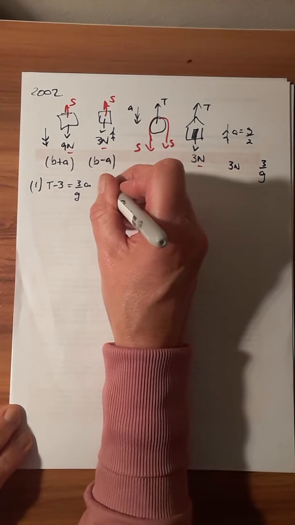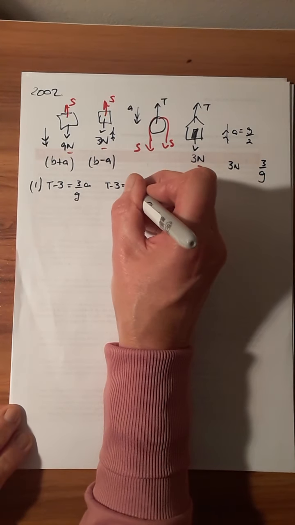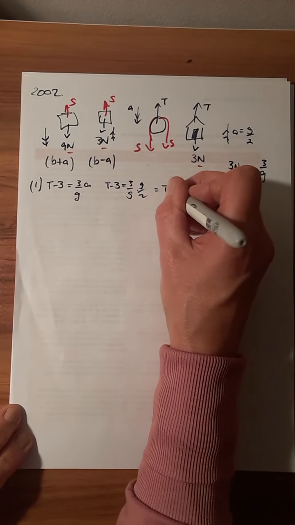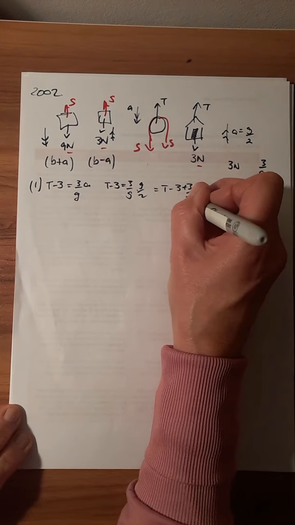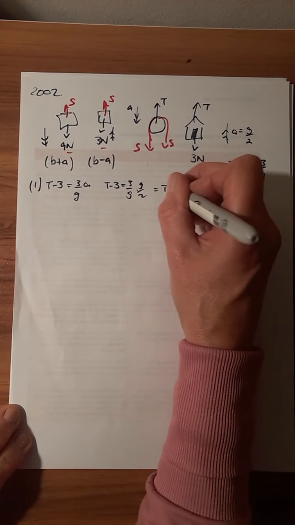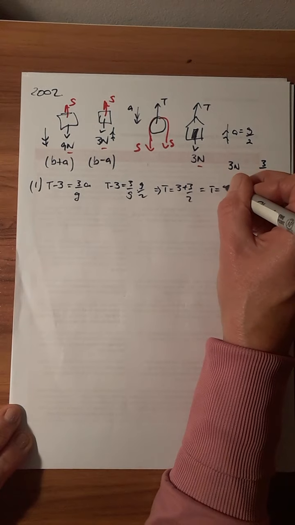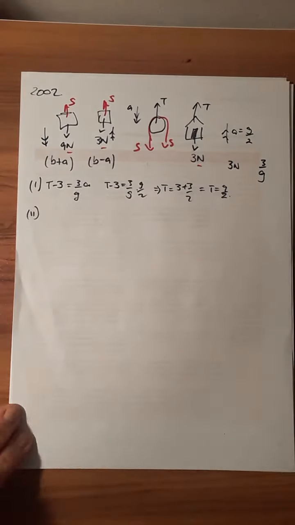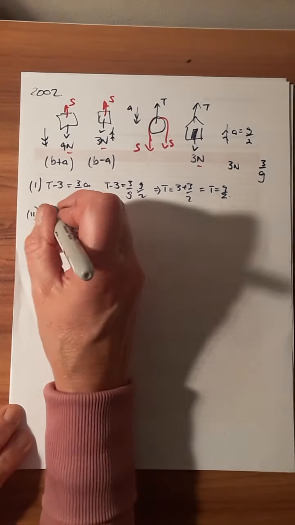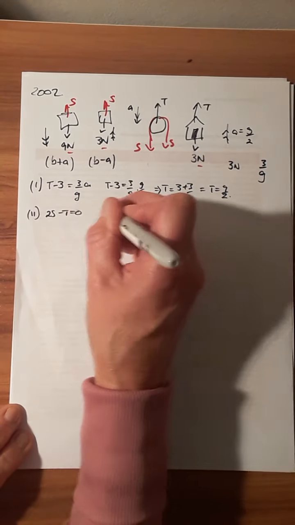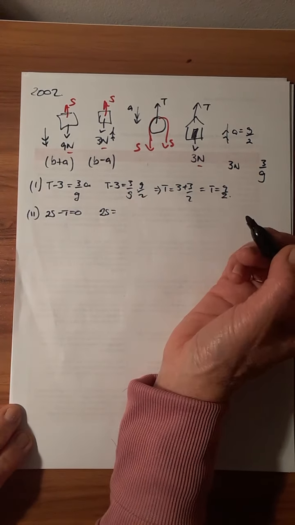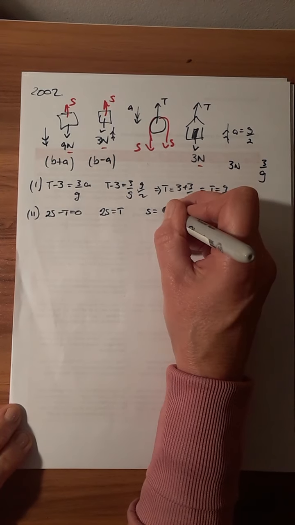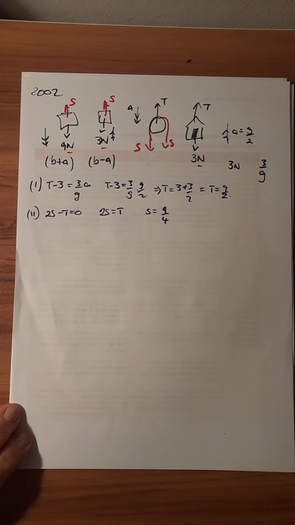So if I just continue this a little bit, T minus 3 equals 3 over g by g over 2. The g's will cancel and T will be equal to 3 plus 3 over 2. So T is equal to, in this case, 4.5, 9 over 2. Which is very nice then, because your second equation is 2S minus T is equal to 0, which means that 2S is equal to T. T is 9 over 2, which means S must be 9 over 2 over 2, 9 over 4.